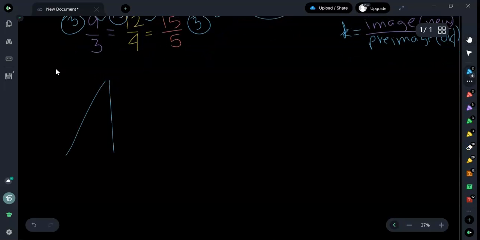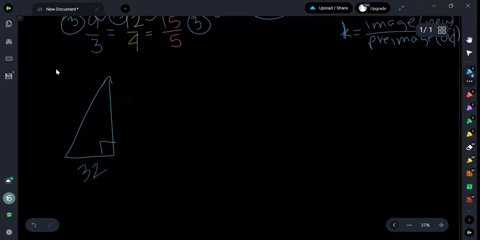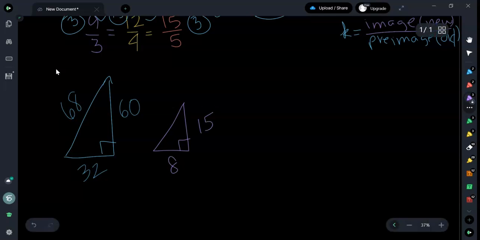So let's start off with this triangle. And I'll give you another right triangle since we're going to be dealing with those. Let's say that this is 32, and this is 60, and this is 68. And let's say I give you another triangle, but this guy's smaller. And I'll line these up. And I have 8 and 15 and 17.